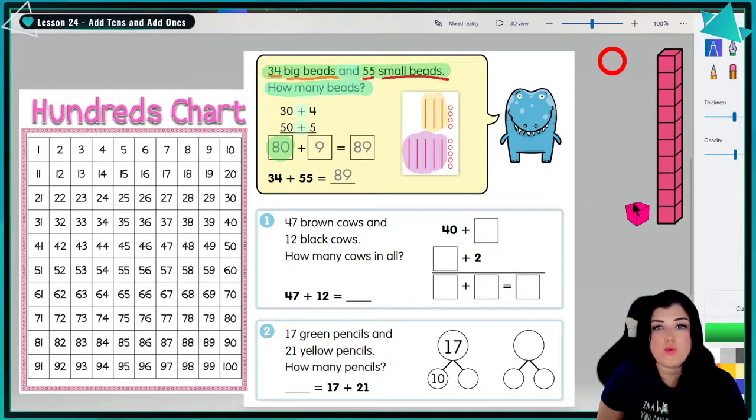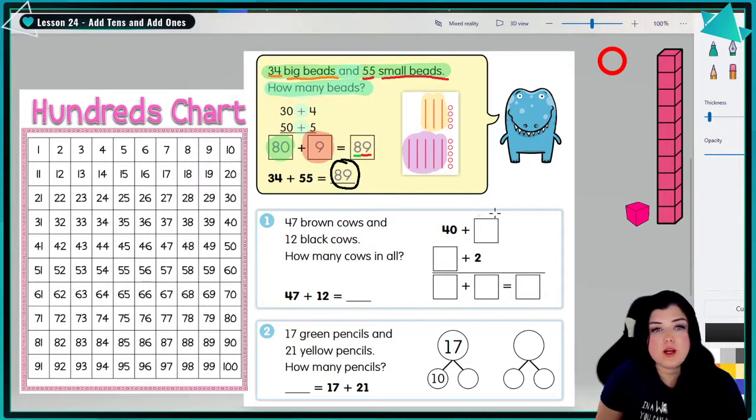Then I'm going to add my ones together, and I know that 5 is bigger than this number, so I'm going to start with 5 and then count on 4 times. 5, 6, 7, 8, 9. So I have 9 ones all together. So if I have 8 groups of 10 and 9 ones, I make the number 89.